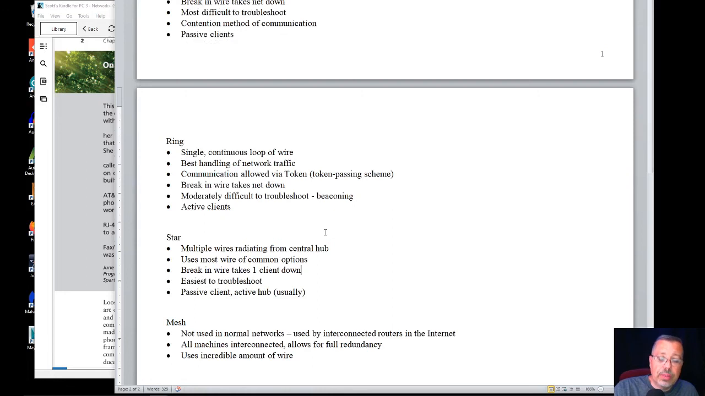And these topologies will keep coming up. Realistically, they're going to be more logical than they are physical, but yes, they'll still keep popping up.